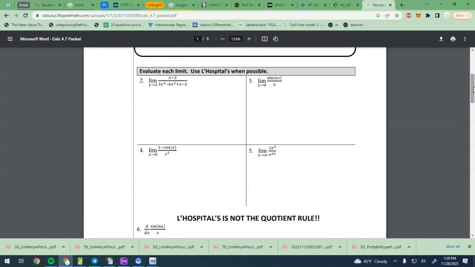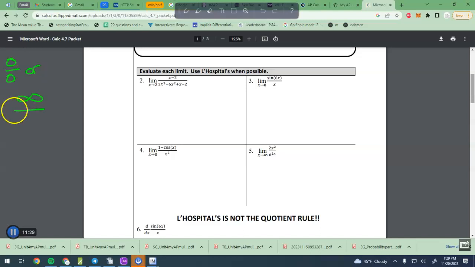So the second one, you can't just automatically do L'Hopital. It has to be 0 over 0 or infinity over infinity. So you have to have one of those things. If I plug in here, I will get 0 over 0.